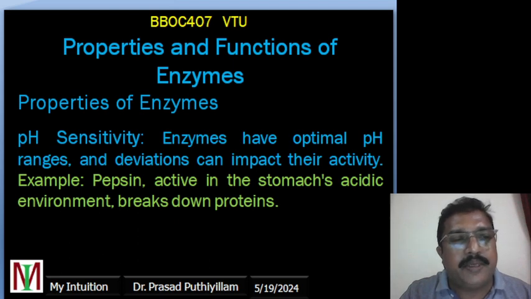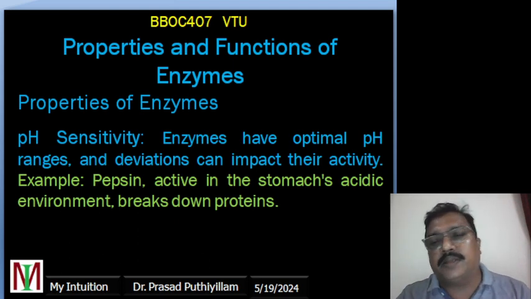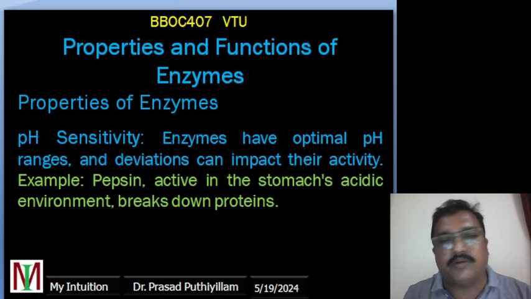Now comes the pH sensitivity. It's about whether it is acidic or basic or neutral. That is called the pH. If you think about a plant which is growing in a different type of soil, whether it is acidic, neutral, or alkaline, different plants grow in different soil. In the same way, each enzyme has its own preferred pH range, whether acidic, alkaline, or neutral.